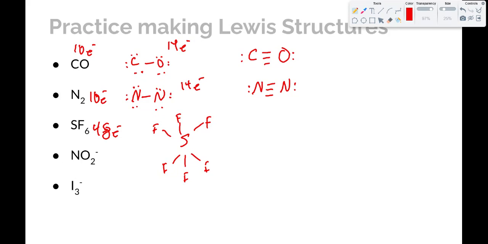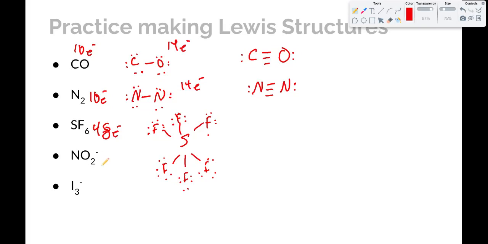And now we're going to fill octets on fluorine. 2, 4, 6, 8, 10, 12, 14, 16, 18, 20, 22, 24, 26, 28, 30, 32, 34, 36. And then with the bonds, 38, 40, 42, 44, 46, 48 electrons. That's the correct count.